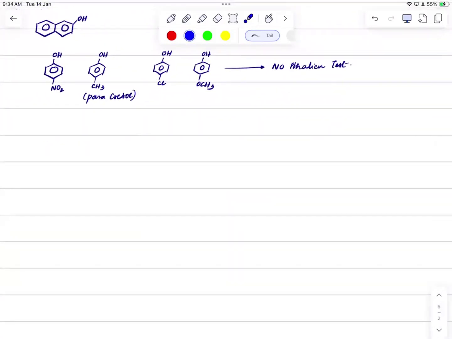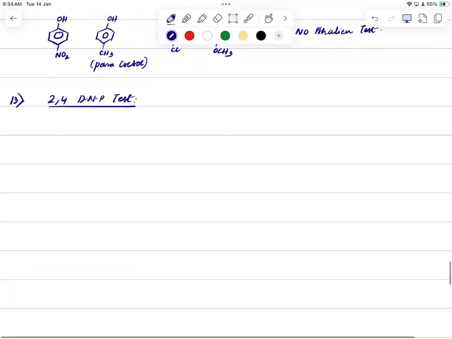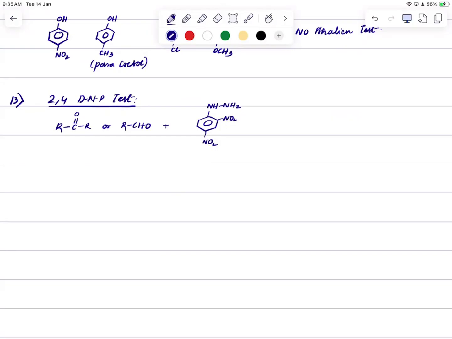Next, 13th one, 2,4-DNP test. This is a test for aldehydes or ketones. Take this one or this one, aldehydes or ketones. When you treat with hydrazine. But which hydrazine? Phenyl hydrazine. But what type of phenyl? 2,4-dinitrophenyl.